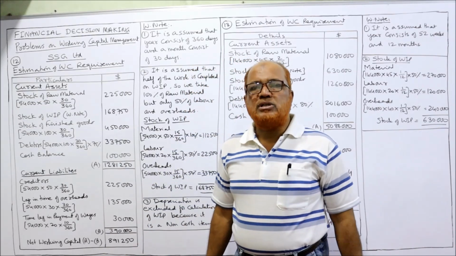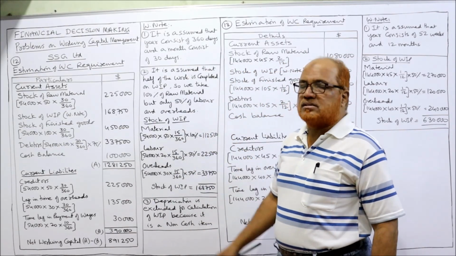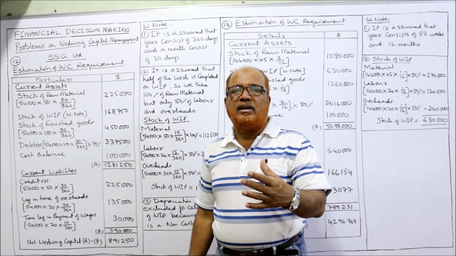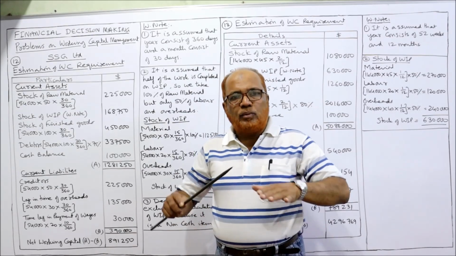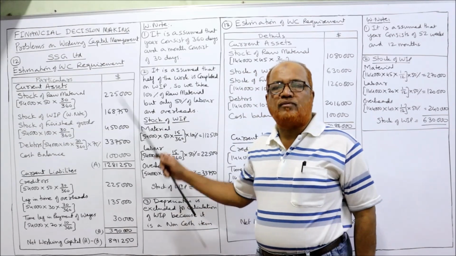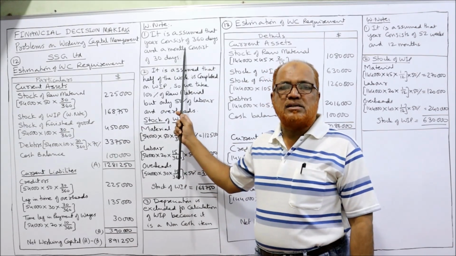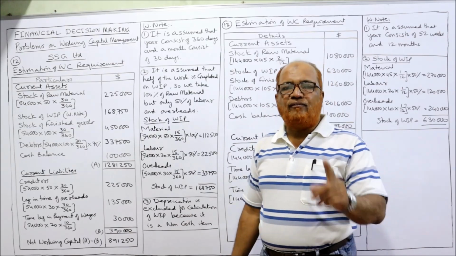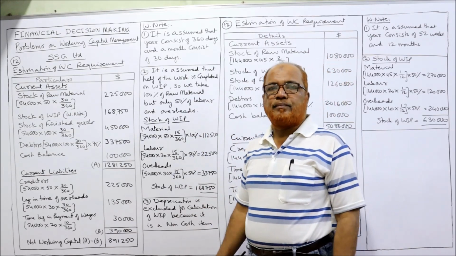So here we'll make two assumptions. The first assumption is that the year consists of 360 days and a month consists of 30 days. Because some values are given in days and some periods are given in months, we should take the same format. So we assume the year to consist of 360 days, and wherever a month is given, we take 30 days. On this assumption, we are calculating the working capital requirement. If 1 month is given, we'll take 30 by 360, right?